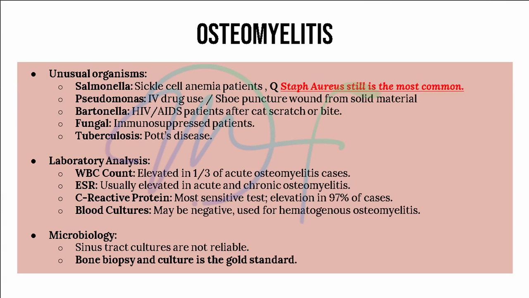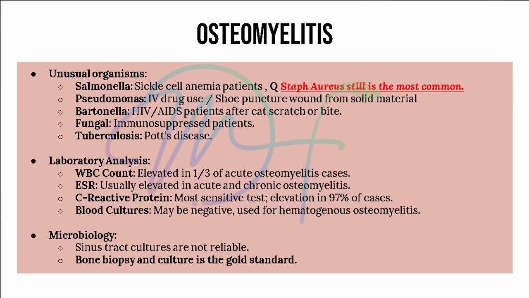Osteomyelitis can be caused by unusual organisms in specific patient populations. Salmonella is associated with sickle cell anemia, but it is important to note that Staphylococcus aureus remains the most common organism. Pseudomonas is common in IV drug users or shoe puncture wounds. Bartonella may occur in HIV/AIDS patients after cat scratches or bites. Fungal osteomyelitis is seen in immunosuppressed patients, and tuberculosis can present as Pott's disease.